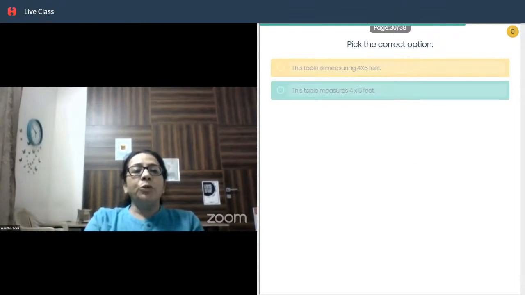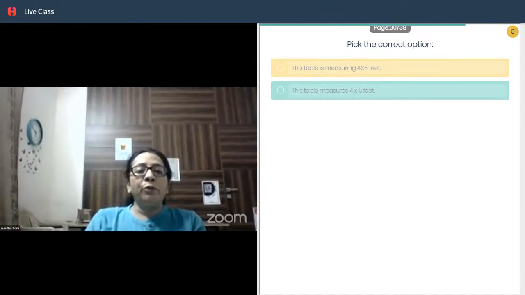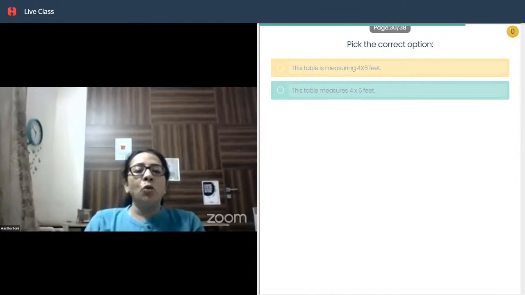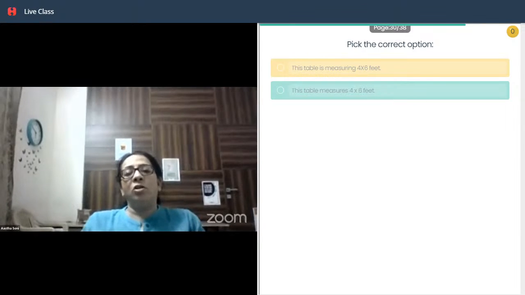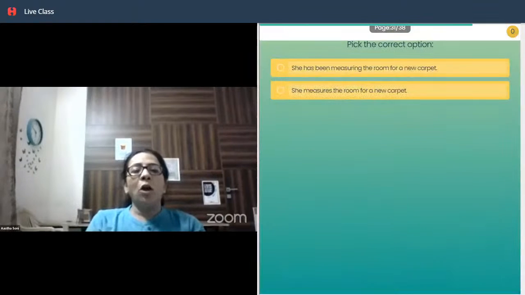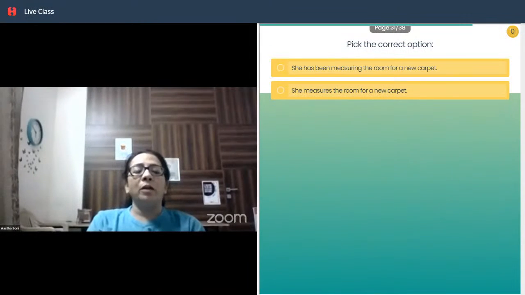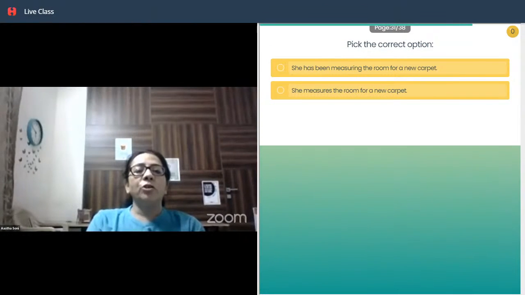Pick the correct option. This table is measuring 4 by 6. The table measures 4 by 6 feet. We are merely referring to the size of the table. There is no action happening here. In this sense, the verb is static. That means the size of the table does not change. It is something which is fixed. So it cannot be expressed in a continuous form. That's the reason it is measures, not measuring.